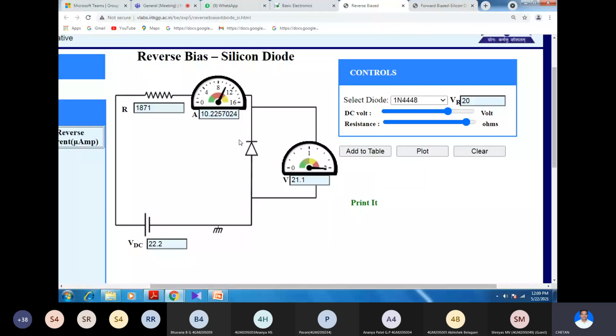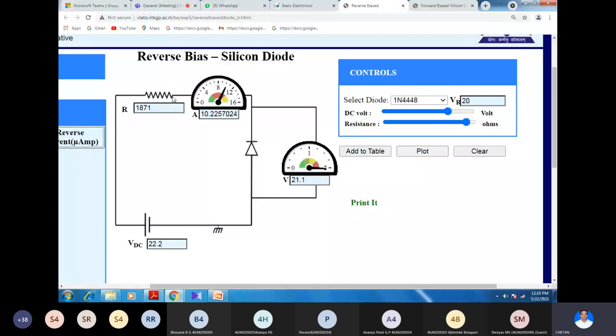If this resistance is not there and you allow a large amount of current to flow through this diode for a longer time, this diode may damage permanently. Therefore, to avoid the damage of this diode, we are using a resistor. So this will limit the current. I hope this is clear. You can also take a printout of the characteristics, whatever you get here.